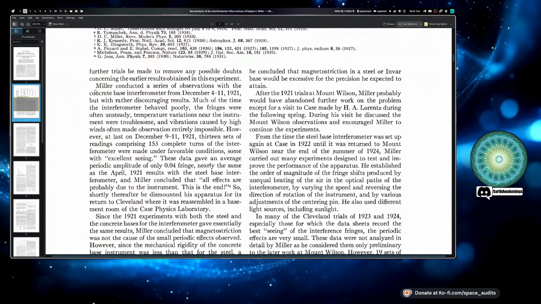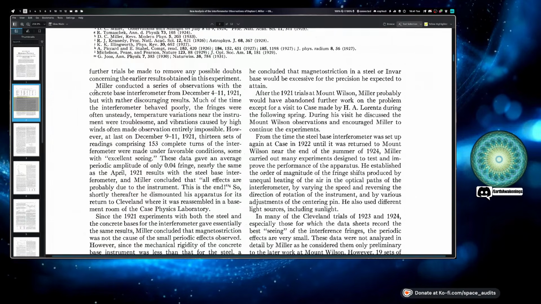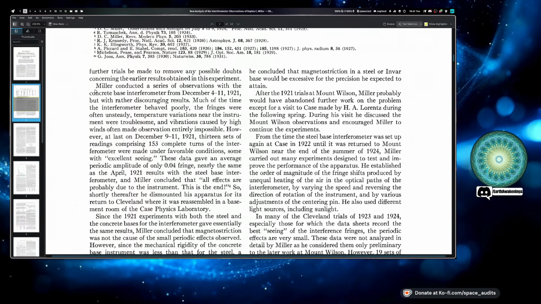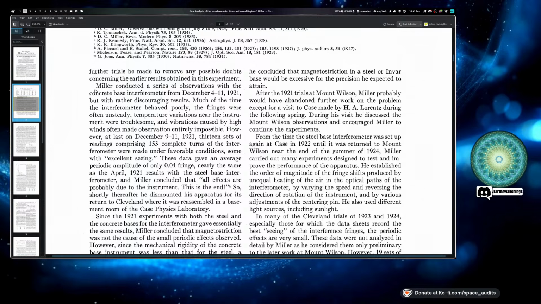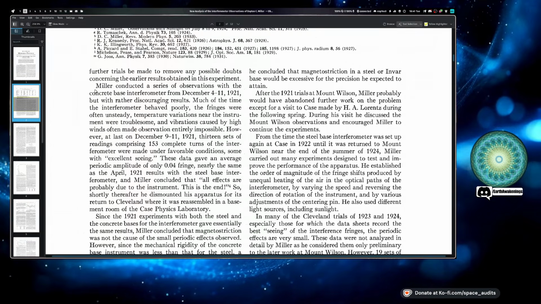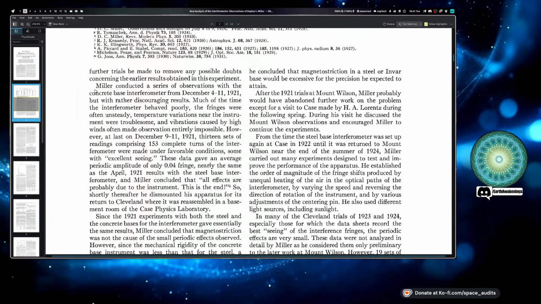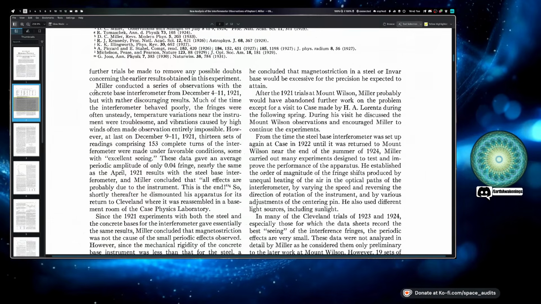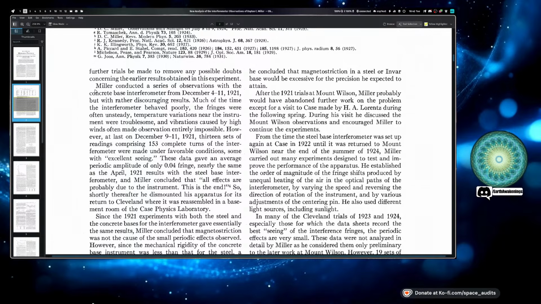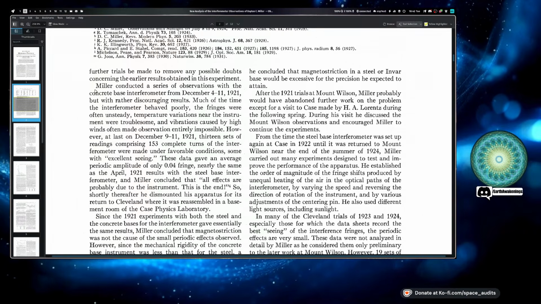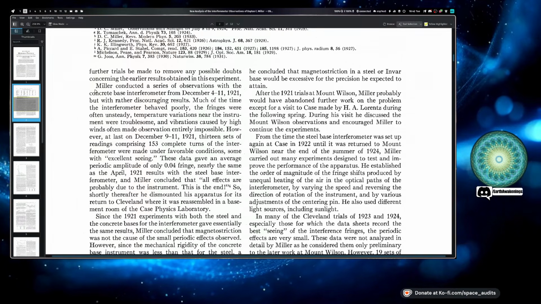But anyway, Miller conducted a series of observations with the concrete base interferometer from December 4 to 11th in 1921, but with a rather discouraging result. Much of the time, the interferometer behaved poorly, and the fringes were often unsteady. Temperature variations near the instrument were troublesome, and the vibrations caused by high winds made observations entirely impossible.